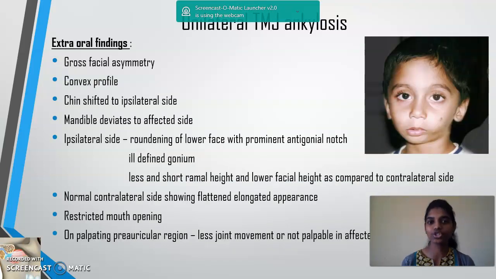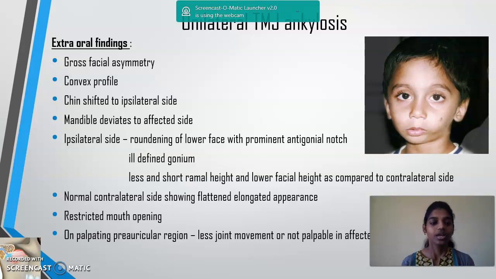Let us see the clinical features of unilateral ankylosis. On extraoral findings, we'll be seeing gross facial asymmetry, convex profile, the chin shifted towards the ipsilateral side, and the mandible deviates towards the affected side. On the ipsilateral side, rounding of the lower face with a prominent antegonial notch and ill-defined gonion is seen. On the contralateral side, a flattened or elongated appearance is seen.